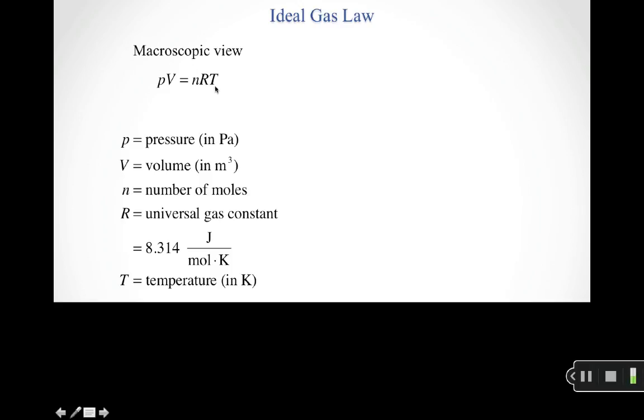If we're going to use this equation in SI units, we're going to use pressure in pascals, volume in cubic meters, moles is its own SI unit, and temperature we're going to measure in Kelvin. That tells me that the value I need for the universal gas constant needs to have units of joules per mole Kelvin. When I calculate that out, I get that the universal gas constant has a value of 8.314 joules per mole Kelvin.